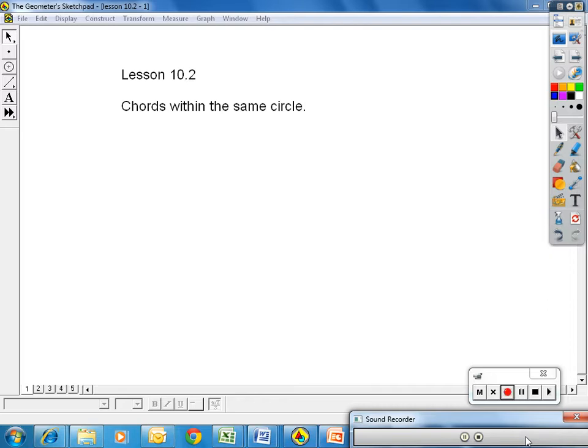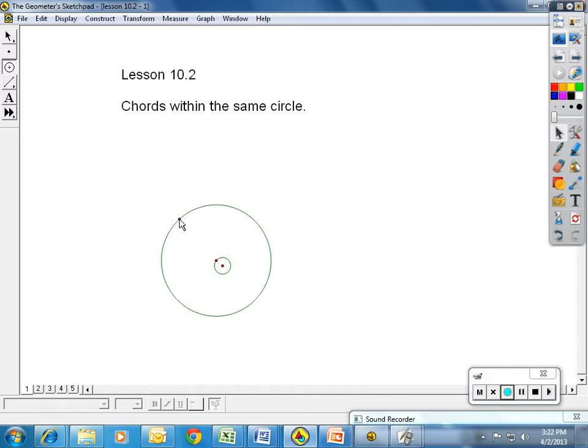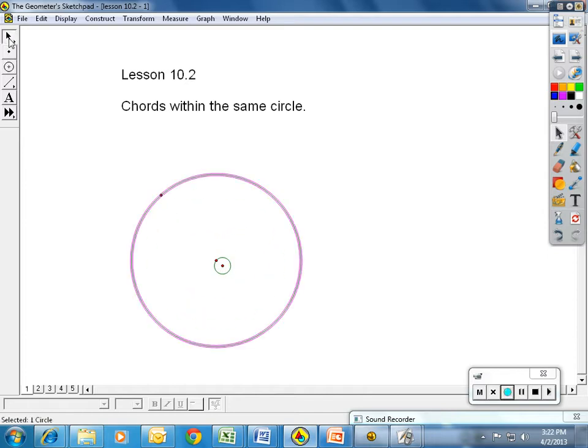Tonight's lesson is going to be over 10.2. It's going to be an extension of our study of circles. More specifically, we're looking at chords within a circle. So let's take a look at chords in a circle. Let me create that.